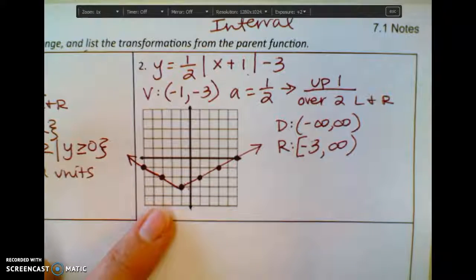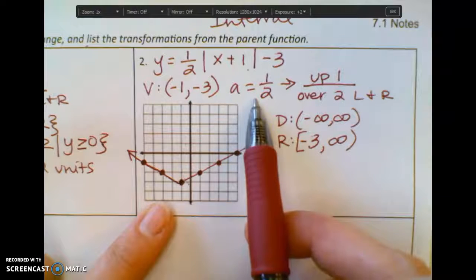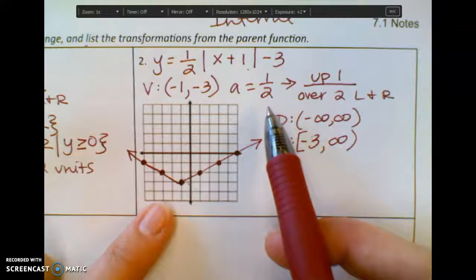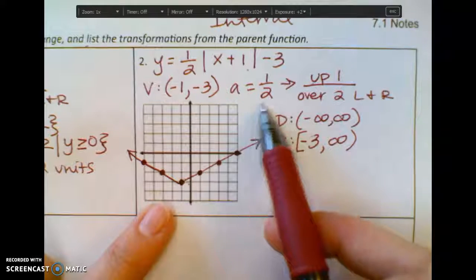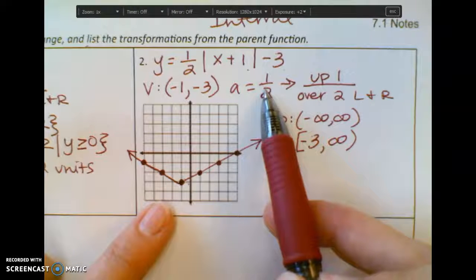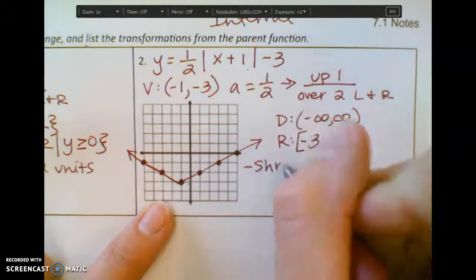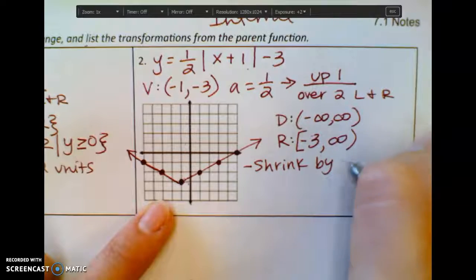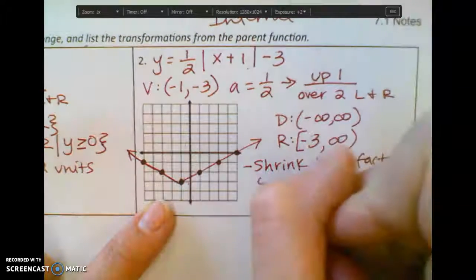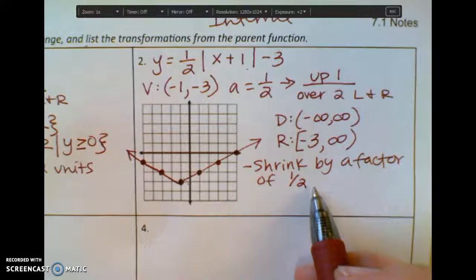Now we need our transformations. First thing I ask is, was it reflected? The answer is no, because that's a positive a value. Next thing I ask is, was there a shrink or a stretch? In this case, yes, because our a is something other than 1. So now we look at this 1/2. Is 1/2 greater than 1 or is it less than 1? Well, it is less than 1. So that means this is a shrink by a factor of 1/2. Whenever we have a shrink or a stretch, we write what the factor is that it was shrunk or stretched.